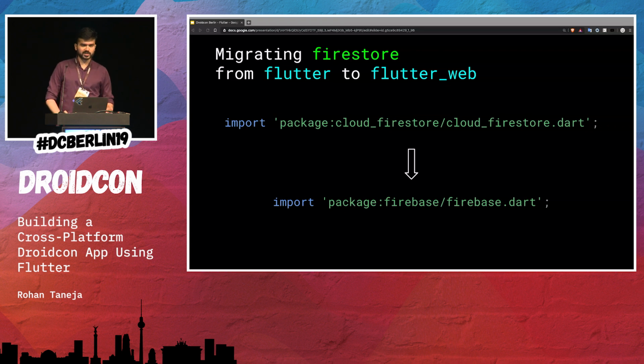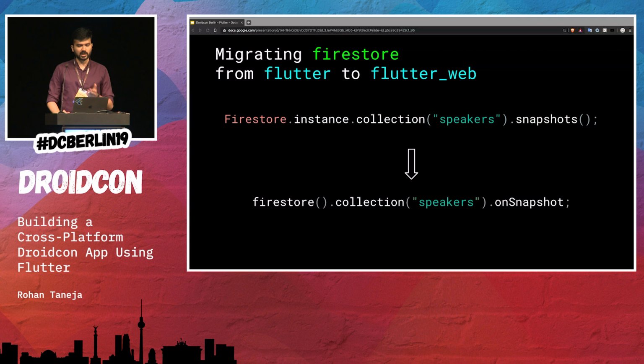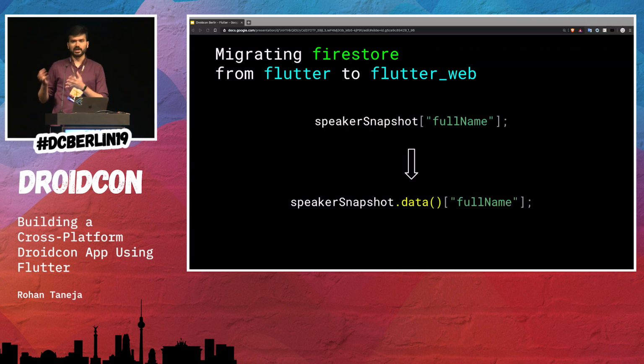Then the other was some syntax changes. When you're using Firestore on mobile, you have to get an instance and then call snapshots. On web, there was a minor syntax change: it's called onSnapshot, and you don't get an instance. The Firestore constructor gives you the instance itself as a singleton. And then for parsing your responses, speaker snapshot full name would be converted to speaker snapshot.data, full name, a minor change. The other change included that documents was refactored to docs.